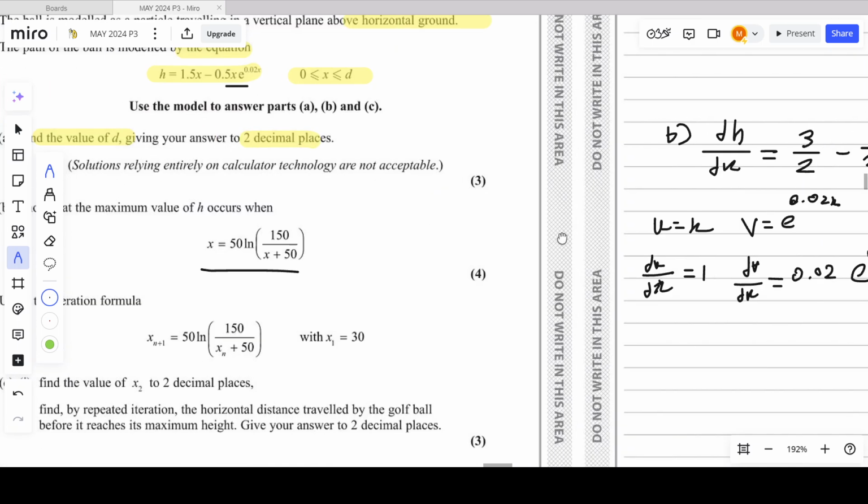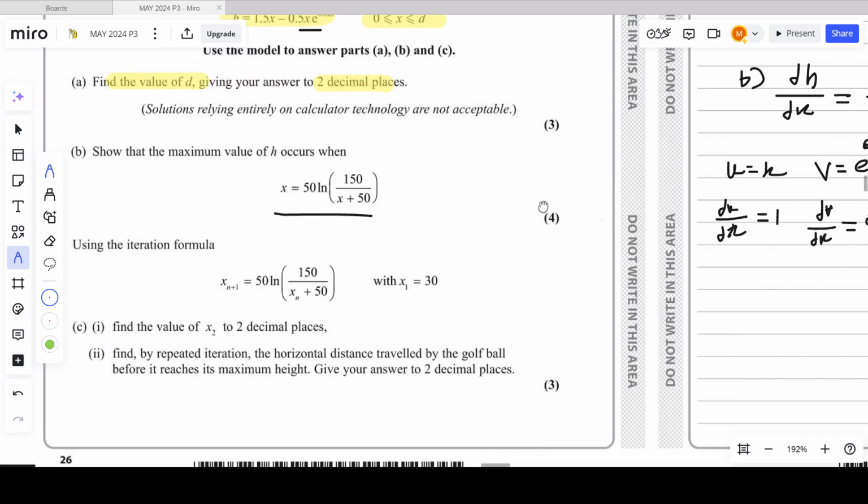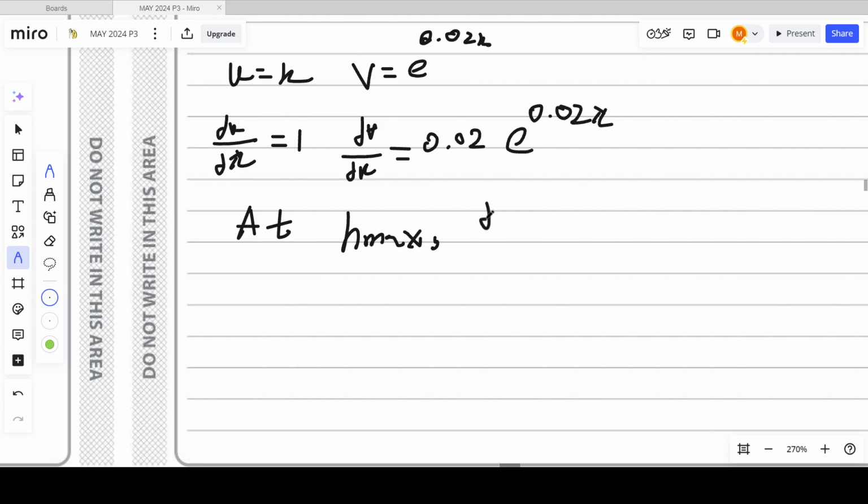Do we need to expand the bracket? Yeah. Before expanding, keep it as it is. You don't need to expand it. So at the highest point, at the maximum h, at h max, dh over dx would be what? 0. dh over dx would be 0.